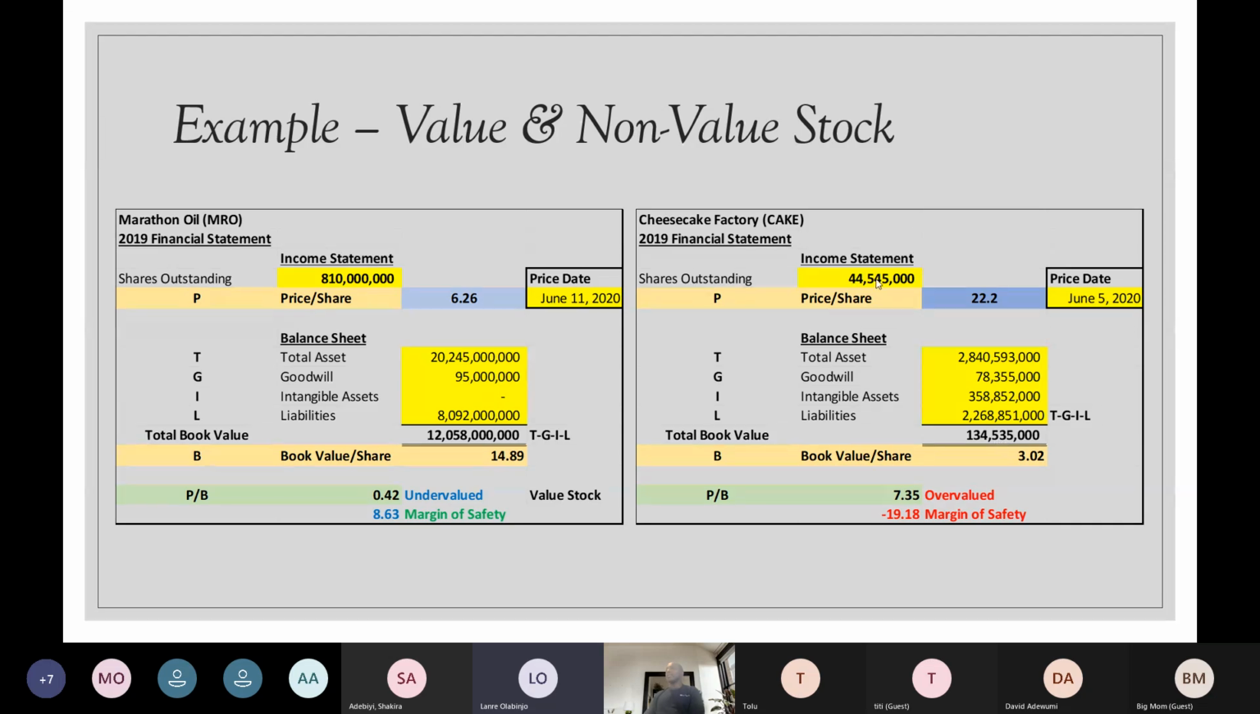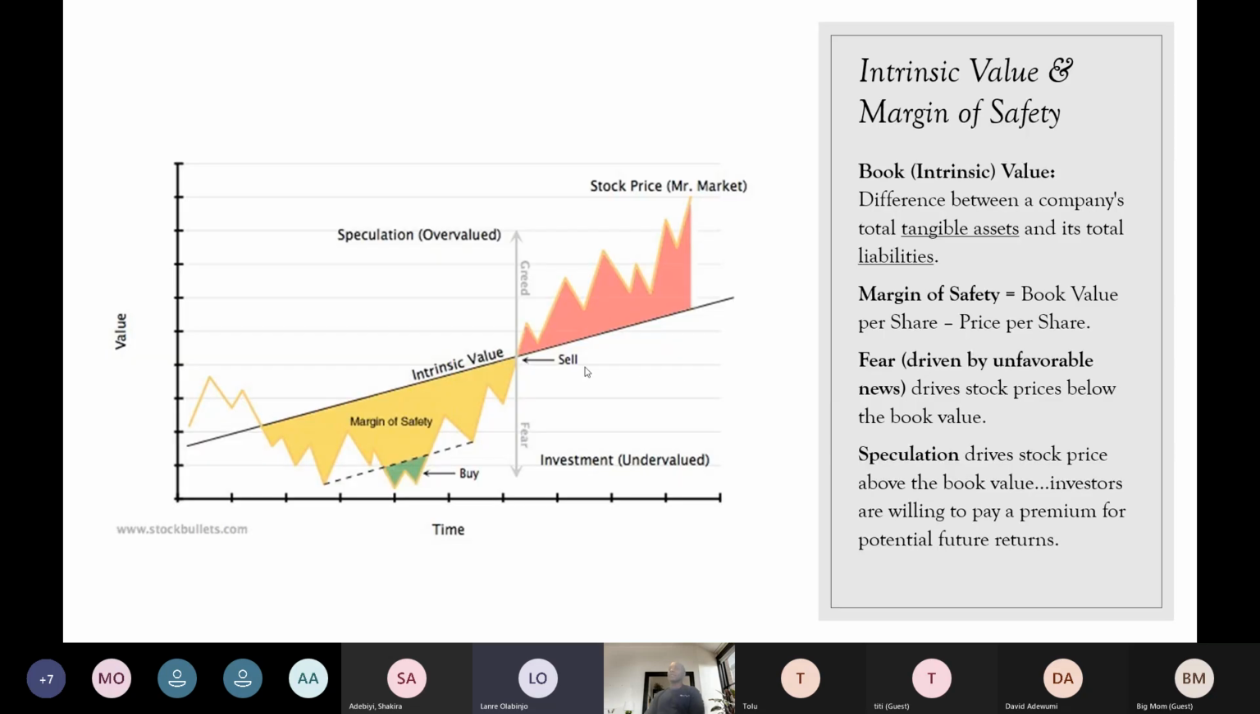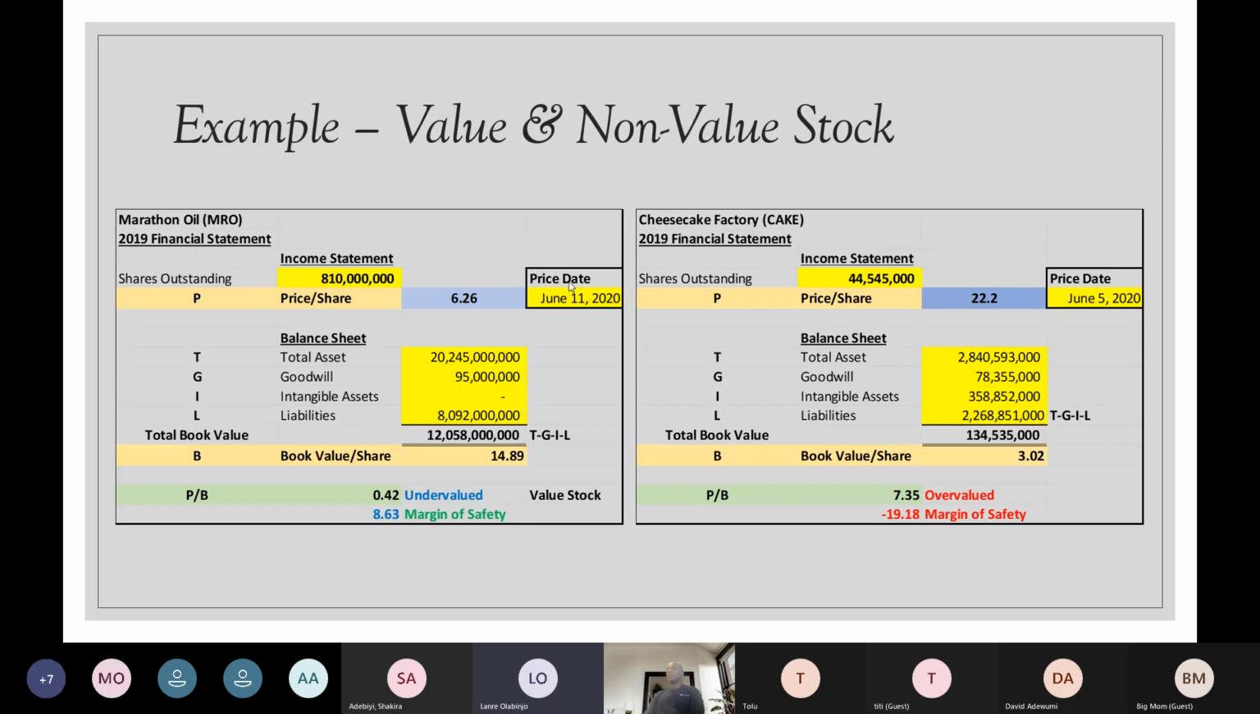13.53 divided by 4.54 equals 3. So the book value is $3 per share, but it is trading at $22 per share. So if I go back to that chart, the book value here is $3, but the company is trading at $20+. So it is trading above its book value.